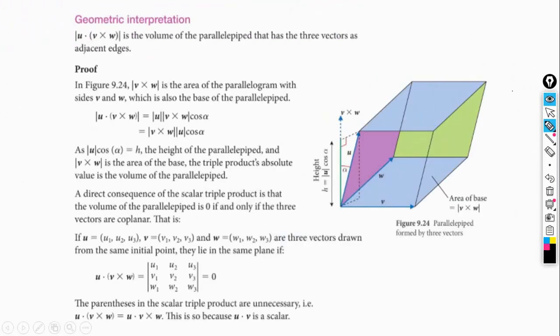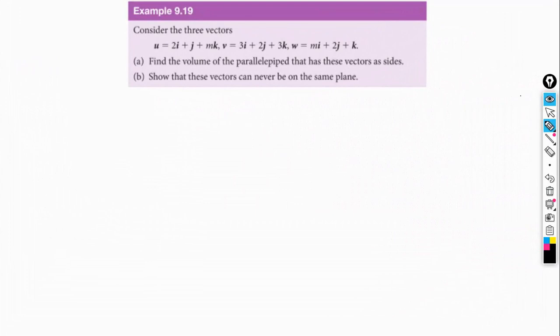So in the next slide, you're going to find something that says geometric interpretation. And basically what it says is that the absolute value of the triple scalar product is going to give you the volume of the parallelepiped. So this word is hard to pronounce, parallelepiped, that has three vectors as adjacent edges. So a parallelepiped is this shape you see here, this three-dimensional cuboid type shape, which has the three vectors as adjacent edges.